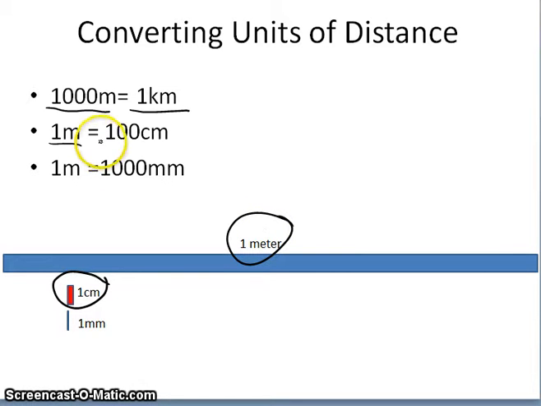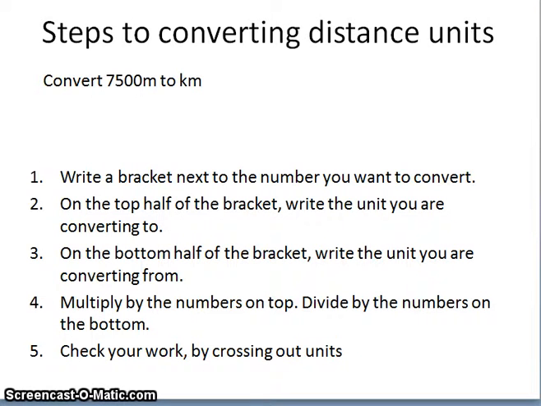And I could fit all these 1 centimeter blocks inside this 1 meter rectangle. Okay, so inside 1 meter I can fit 100 centimeters. If I wanted to break this blue bar up into 1,000 pieces that are equal, I would have a millimeter, and 1,000 of those will fit into 1 meter. So if I wanted to convert from one unit to another, there's some really simple steps we can follow.